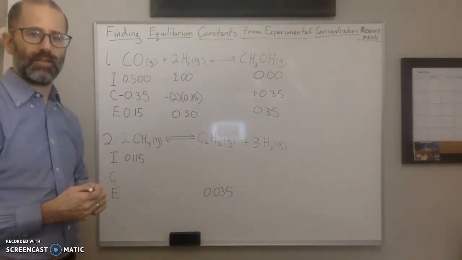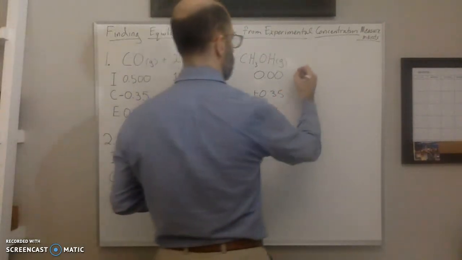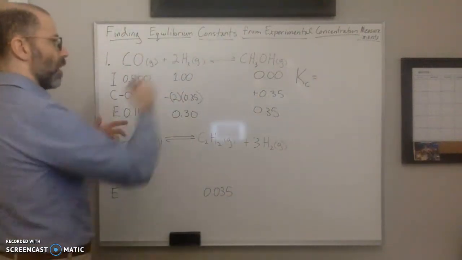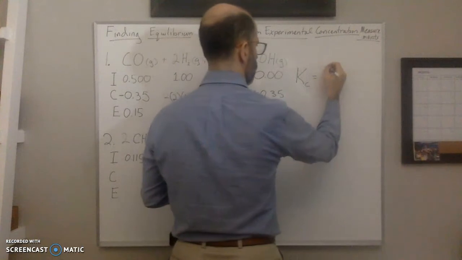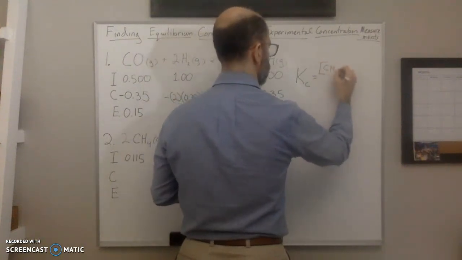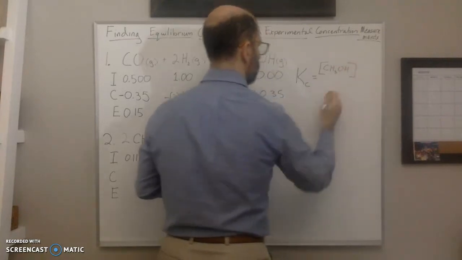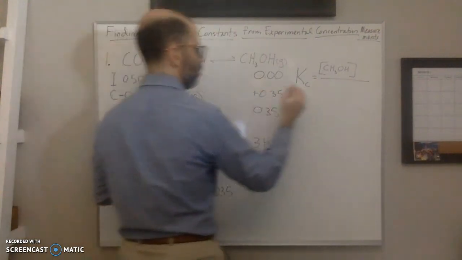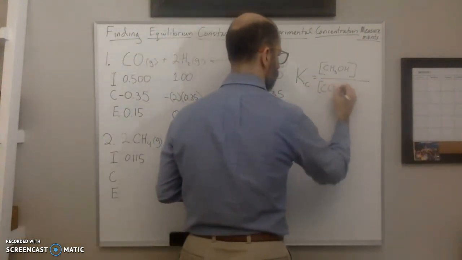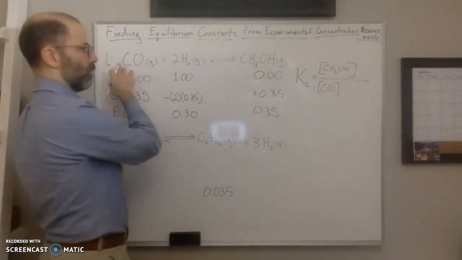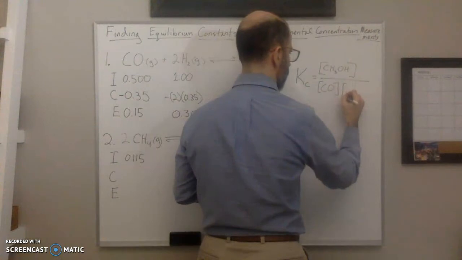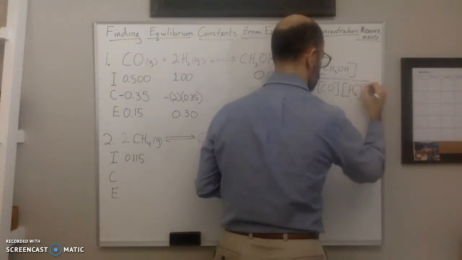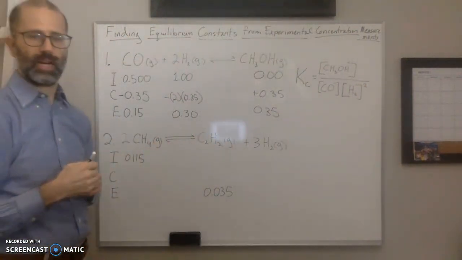Now I've got to set up the expression of the Kc value. So for here, the Kc expression is going to be products over reactants. So it's going to be the concentration of CH3OH to the 1 power, all over the concentration of CO to the 1 power, because I have a coefficient of 1, multiplied by the concentration of H2 to the squared, to the 2nd power.